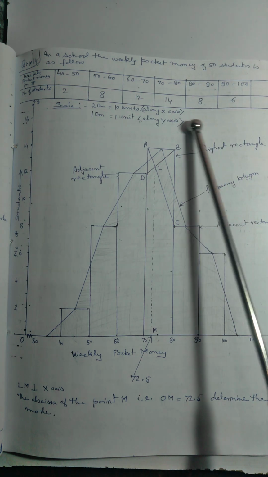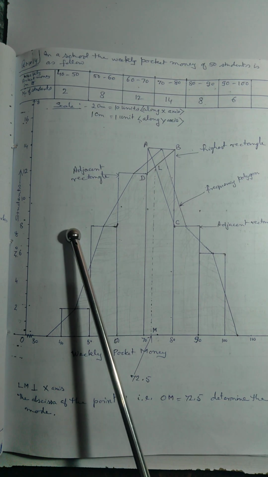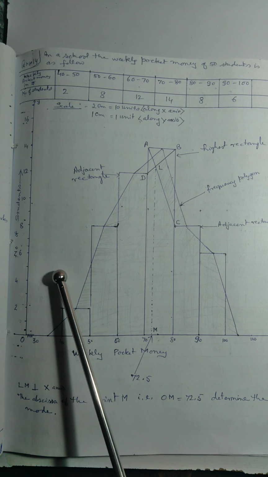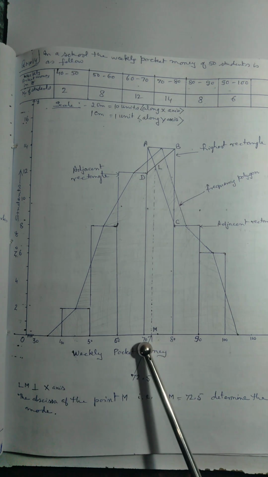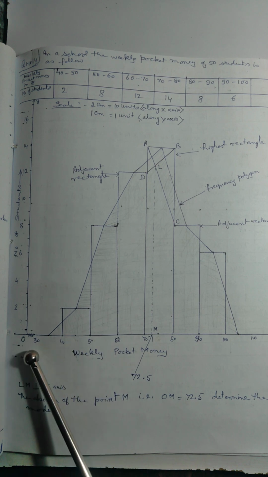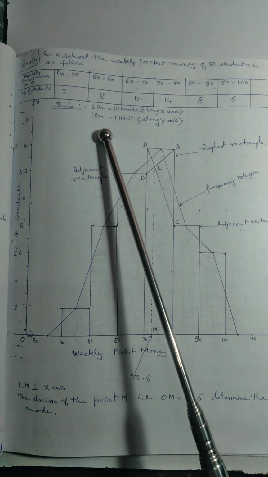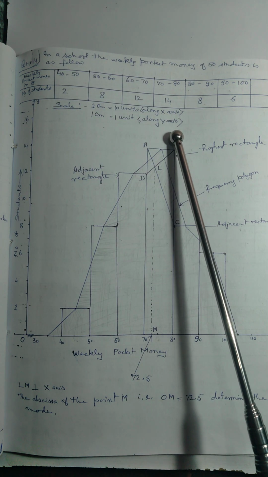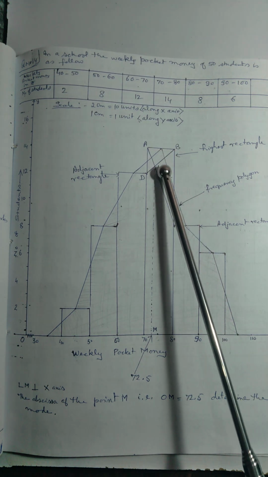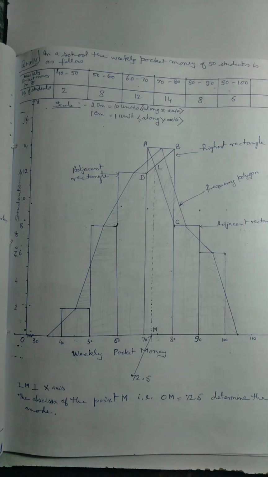So we have to represent all these data on graph paper. I have made it on a graph sheet. You see, the scale I have taken is 2 centimeter equal to 10 units along the x-axis, and 1 centimeter equal to 1 unit along the y-axis. So here we have to draw a histogram and frequency polygon on the same graph, and find the mode from this graph.